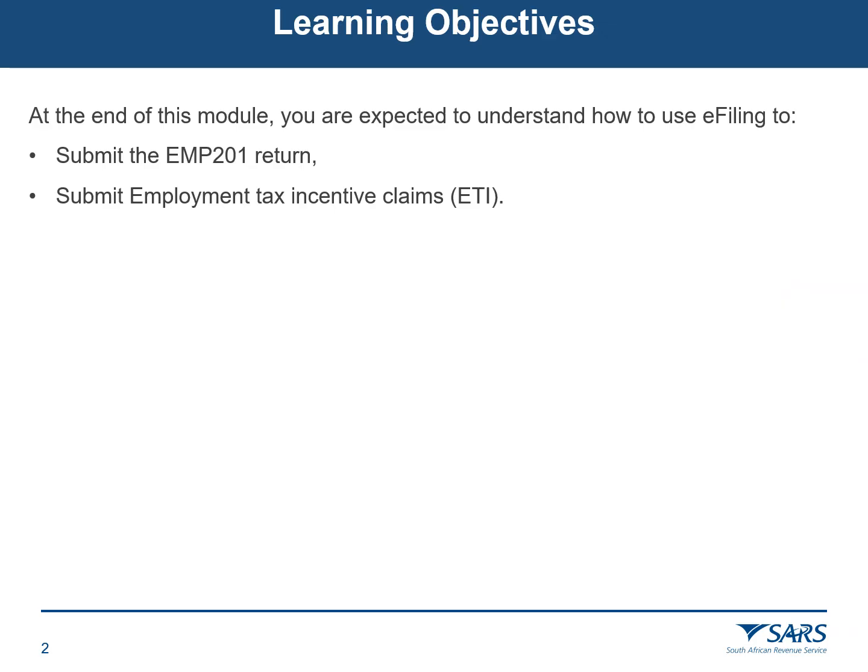Learning Objectives. At the end of this module, you are expected to understand how to use e-filing to submit your EMP 201 return, and submit Employment Tax Incentive Claims, ETI. We are now going to take you through a small video that will take you through step by step on how to access your EMP 201 on e-filing and also how to submit your ETI claims using e-filing.